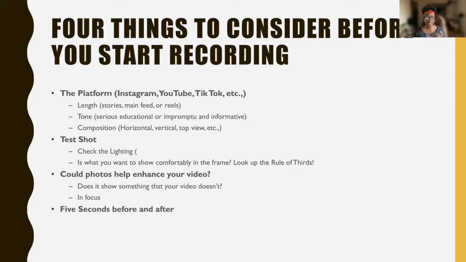So when it comes to tone, we pretty much touched on that: do you want a serious and educational tone? Do you want a more impromptu and informative tone? And then composition, in addition to whether you would like to shoot horizontally or vertically, is whether what you're about to record is best looked at from a top view, with your phone laying flat and looking down on it. Those are things to consider.